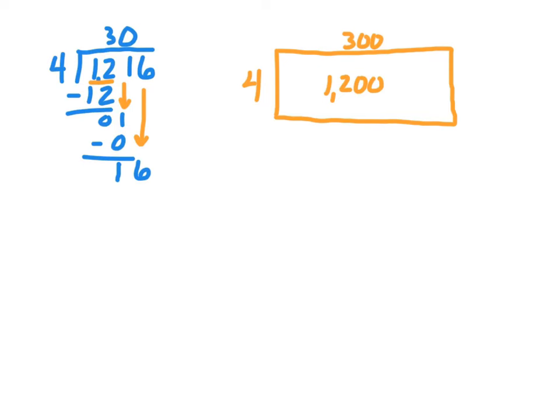Now I have 16 ones that I'm going to divide by four. So I can go ahead and create an additional part of my rectangle with an area of 16. And then I'm going to divide that by four. And I know I can distribute 16 evenly into four groups if I put four in each. 4 times 4 is 16, and subtract that out. There's nothing left over, and 4 times 4 is 16. I can see that same thing modeled in my area model.